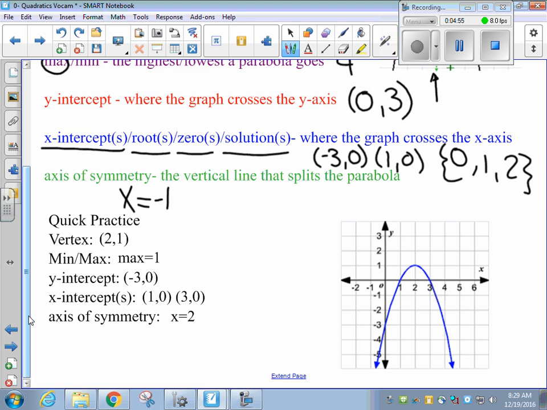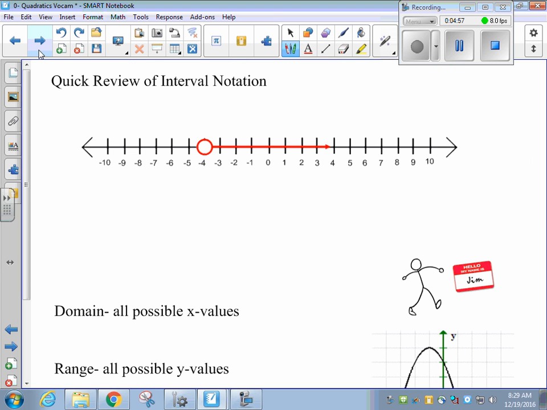All right, our next section is talking about domain and range. Before we can talk about domain and range, we need a quick review of interval notation, which is just writing the solutions for graphs of inequalities using those parentheses, brackets, and infinity signs.